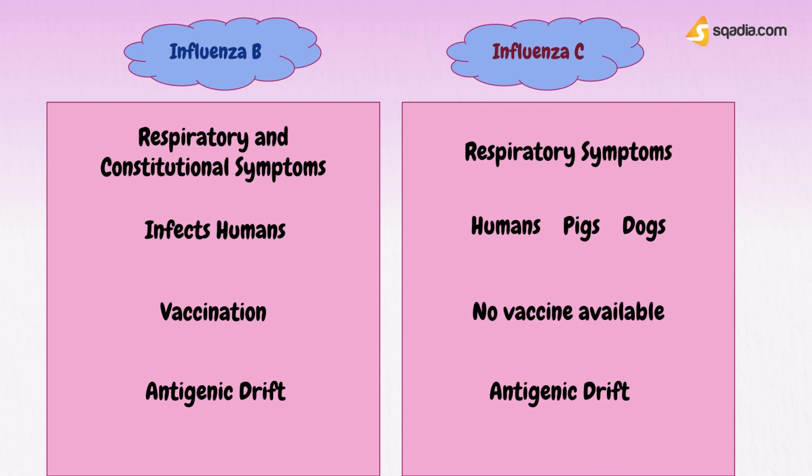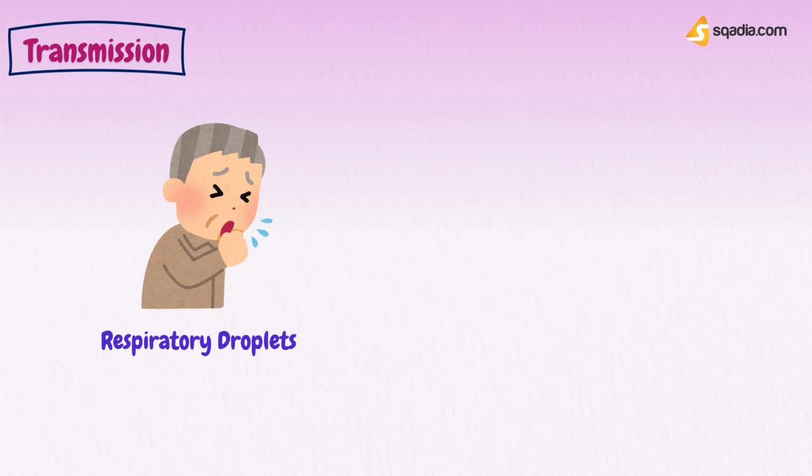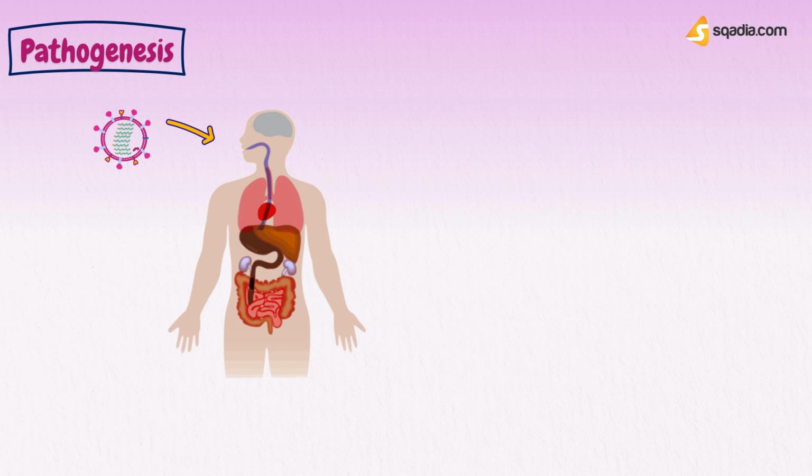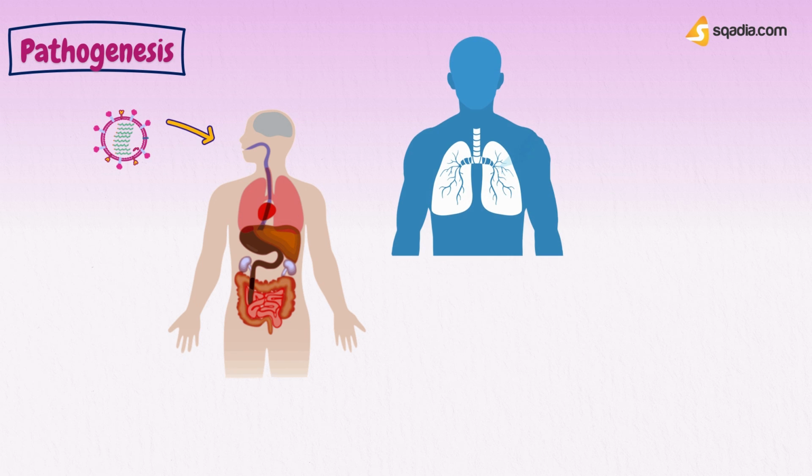Now moving toward transmission and pathogenesis. The virus is transmitted by airborne respiratory droplets and through fomites. Pathogenesis starts when the influenza virus invades the respiratory tract after being transmitted via respiratory droplets from person to person. It can also be transmitted via fomites. Close contact and interaction in small, crowded places increase the risk of spread.